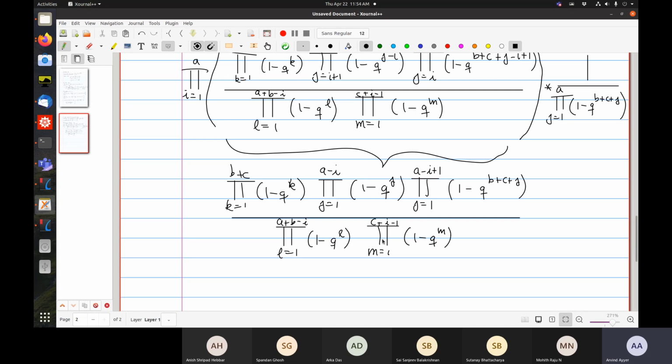Okay, but now let us see what's happening. So look at these two terms, the first and the last term in the numerator. Here k goes from 1 to b plus c, and I have 1 minus q bar k. And here the factors are 1 minus q to the b plus c plus 1 up to b plus c plus a minus I plus 1. So these two combine, you see, in a natural way.